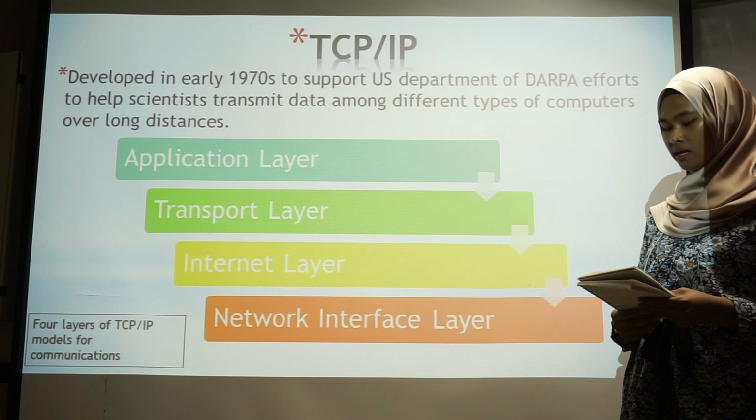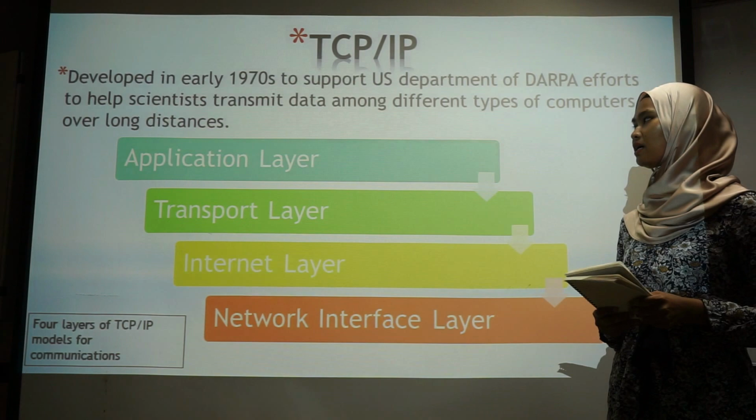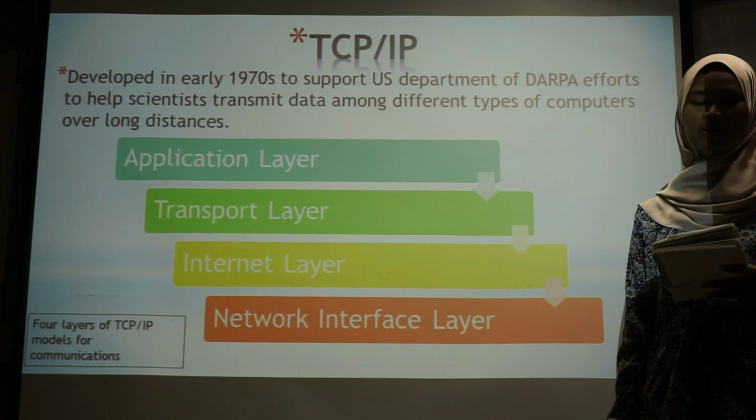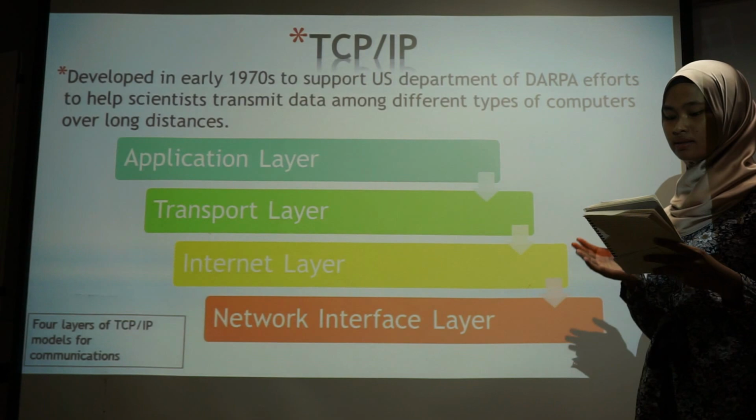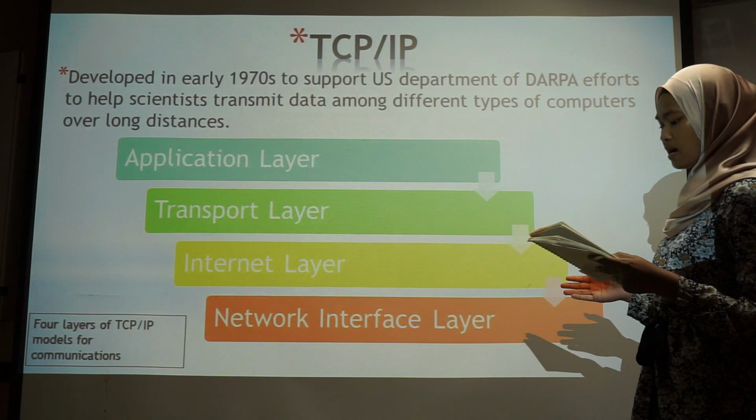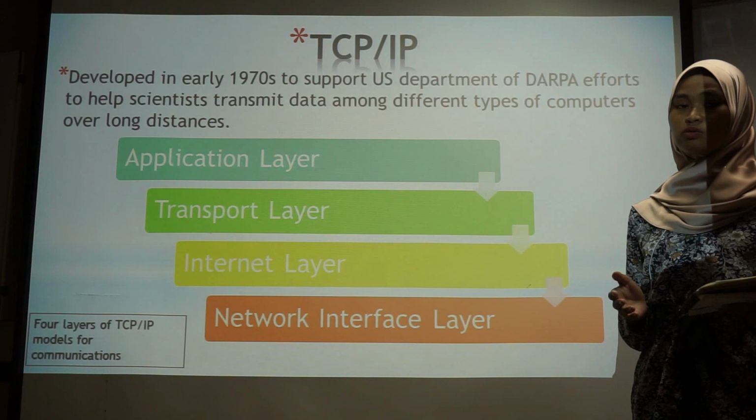So let me explain the first layer, which is the application layer. The application layer enables the client application programs to access the other layers and defines the protocols that applications use to exchange data. One of these application protocols is the hypertext transfer protocol, known as HTTP, which is used to transfer web page files.